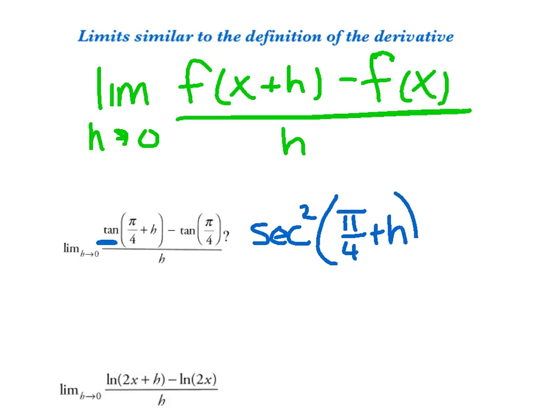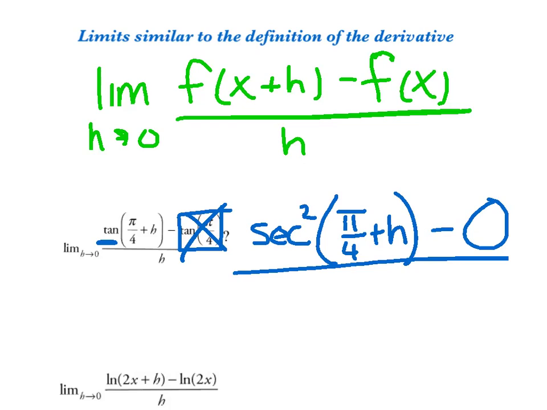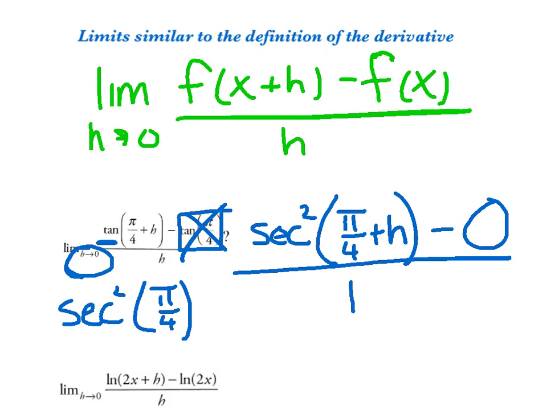The derivative of the inside: well, the derivative of pi over 4 is 0 because it's a constant, and the derivative of h is just 1, minus the derivative of the tangent of pi over 4. Remember, that's just a constant. Tangent of 45 is 1. Its derivative is 0, all over 1. And lastly, just make sure you substitute in h approaches 0. So I get the secant squared of pi over 4, all over 1.